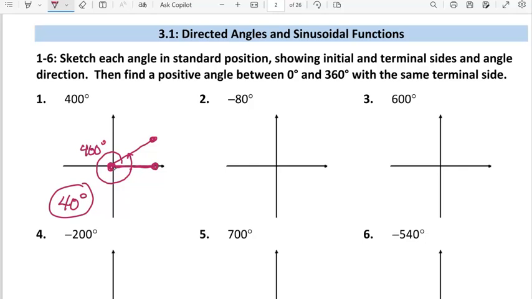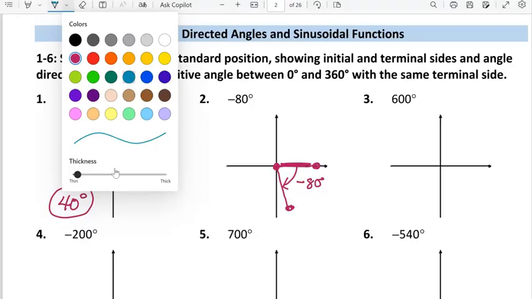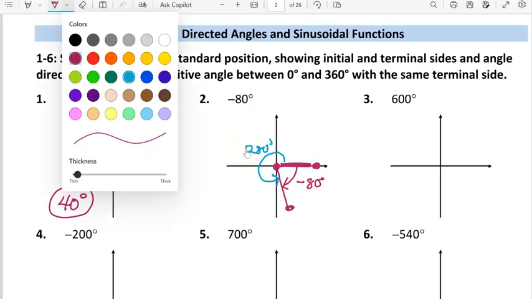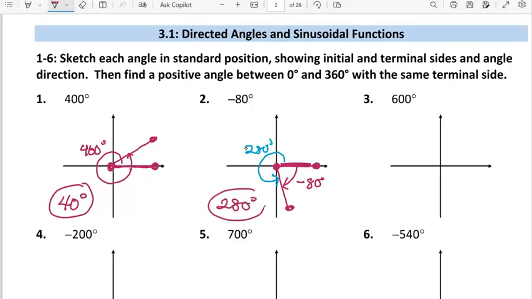All right, let's take a look at number 2. That's a negative 80-degree angle. Again, the angle is starting on the positive x-axis, but since it's a negative angle, it's going to rotate in a clockwise direction. And so we're going to rotate clockwise 80 degrees, and that will give us a negative 80-degree angle. If we want to find an angle that is coterminal, has the same terminal side, but is between 0 and 360, we need to go in a counterclockwise direction to get a positive angle, and 360 minus 80 is 280, so our coterminal angle is 280 degrees.